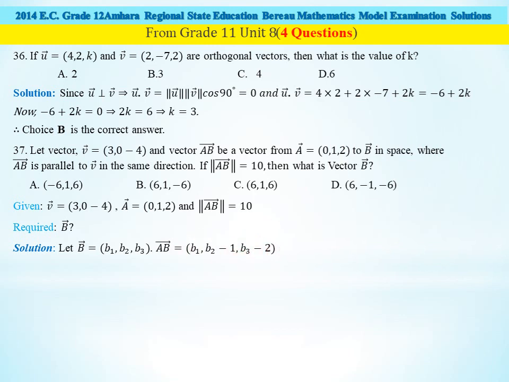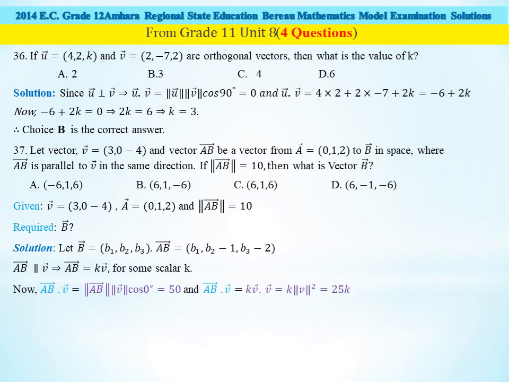And also we are given that vector AB is parallel to vector b. That means vector AB is equal to k times vector b for some scalar k. If two vectors are parallel, one is a scalar multiple of the other. That means vector AB is equal to k times vector b.